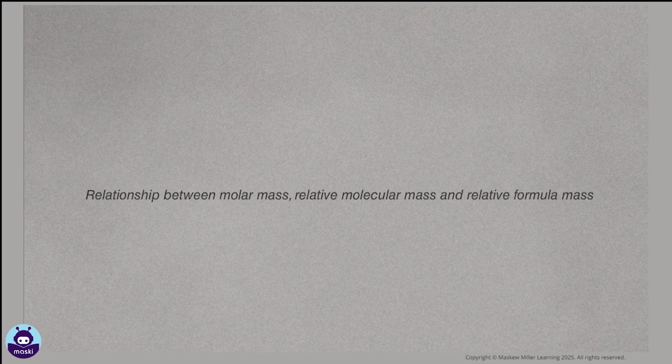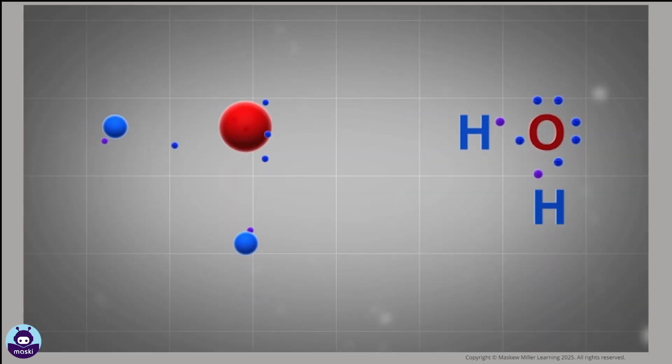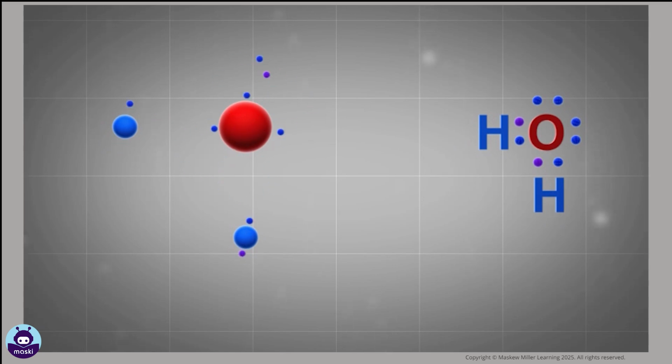Relationship between molar mass, relative molecular mass, and relative formula mass. We use the relative atomic mass of the elements forming a molecular compound to calculate its relative molecular mass. We know that in a water molecule, there are 2 hydrogen atoms covalently bonded to 1 oxygen atom.